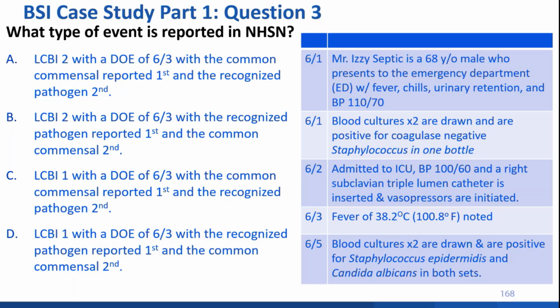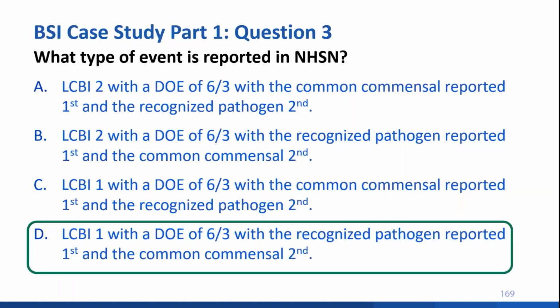Mary, we're kind of seeing a split here between A and D. Awesome. Well, let's go to the next slide for the answer. The answer is D, an LCBI1 with a date of event of 6-3 with the recognized pathogen reported first and the common commensal second. Let's jump to the next slide to see what the rationale is.